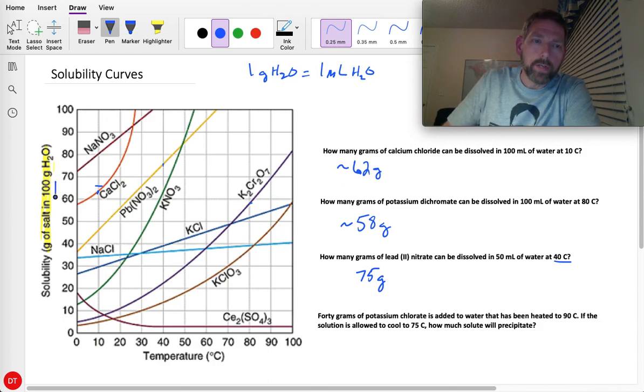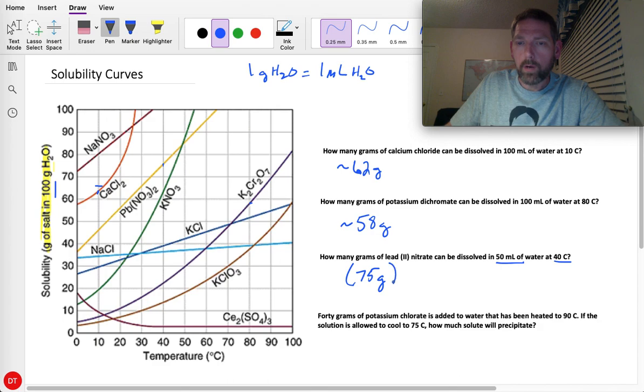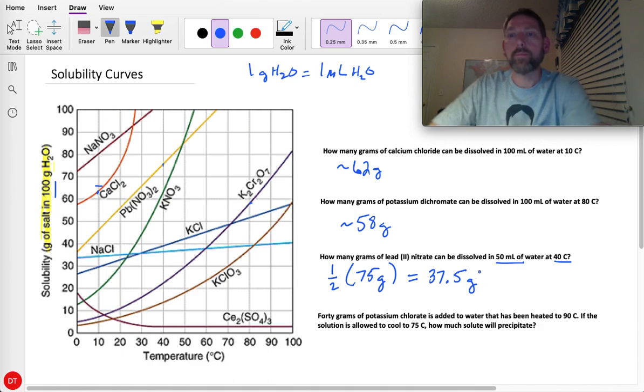This unit here says for every 100 grams of water. The problem says we have 50 milliliters of water. 50 milliliters is half that volume, which means this particular solution can only hold half of that mass, right? And so half of that mass is 37.5 grams, right?